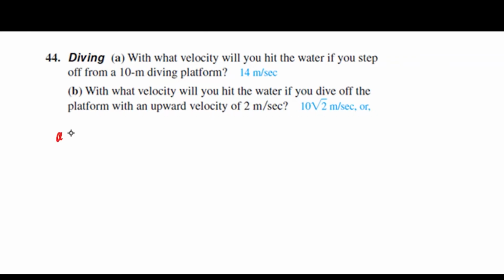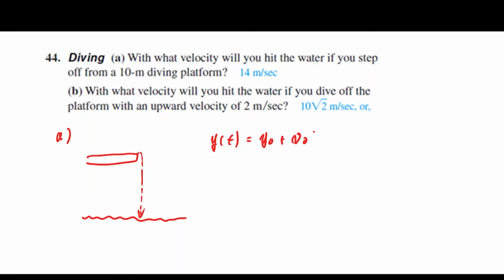So in situation A, let me draw the picture. Here's a platform and here's the water. And then she's just, boom, that's the case, isn't it? Okay. Are you good with me starting with this equation that I derived in the class? Are we good with this?